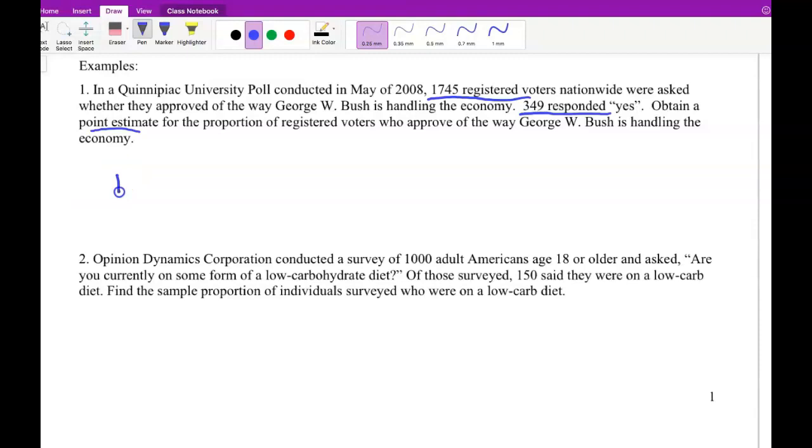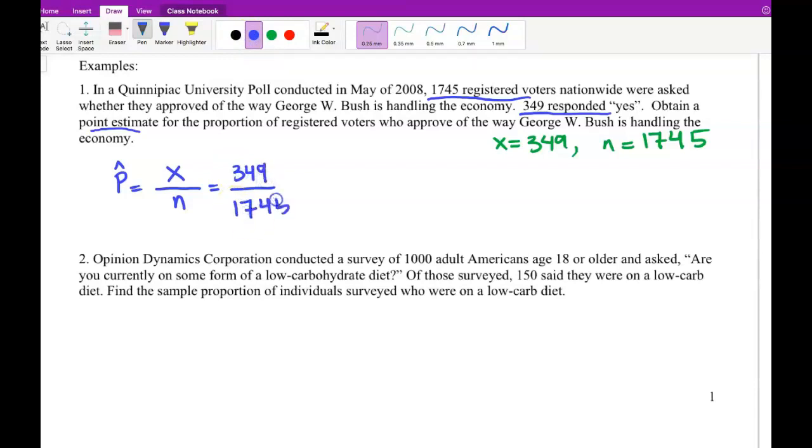So the sample proportion is equal to x divided by n. And that is equal to, so x is given, x is 349 and n is 1,045. So here we have 349 divided by 1,045. And the answer is 0.2.